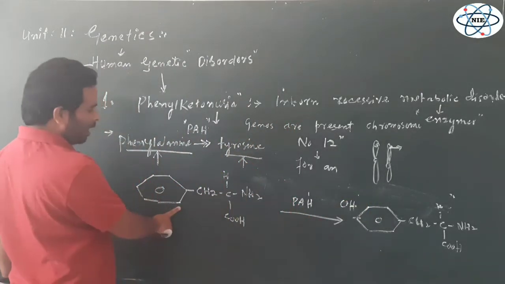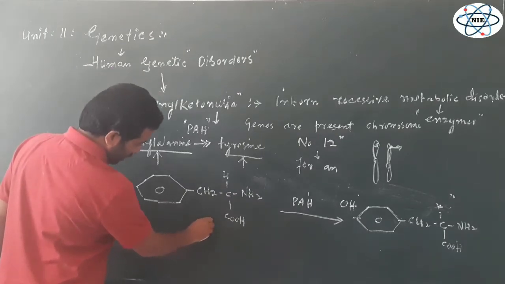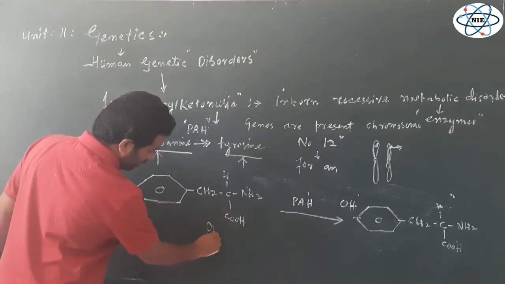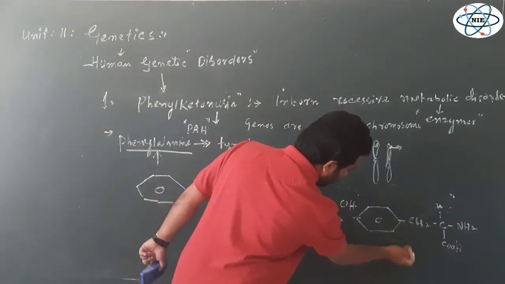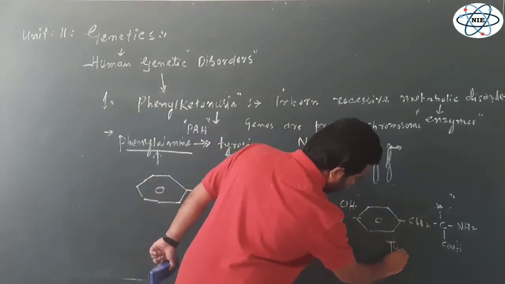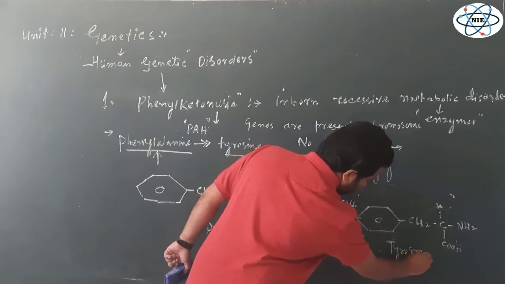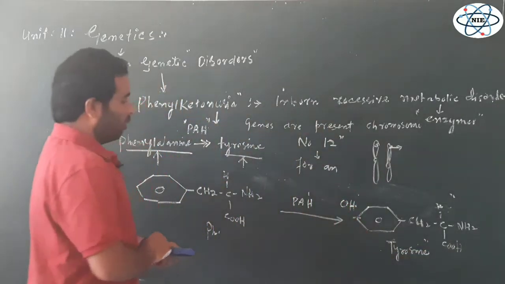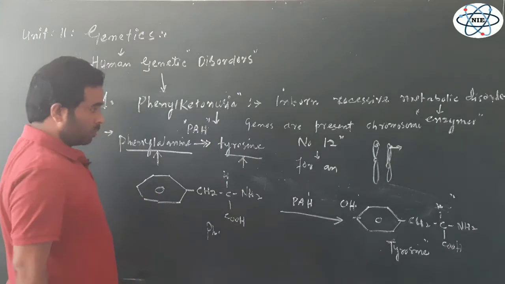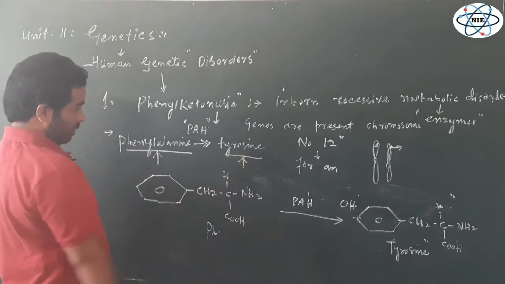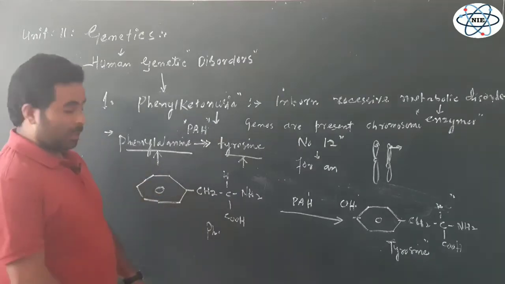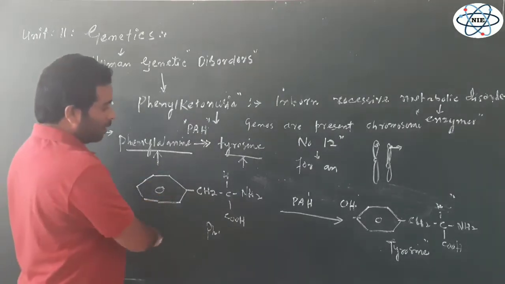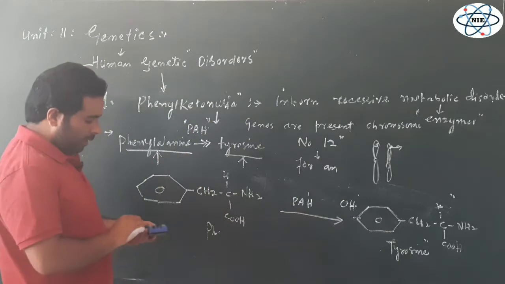And now this is the structure of phenylalanine, and this is the structural formula of tyrosine. So when the genes on chromosome number 12 are present, the genes for the enzyme phenylalanine hydroxylase, in the presence of phenylalanine hydroxylase, this phenylalanine will get converted into tyrosine, right?